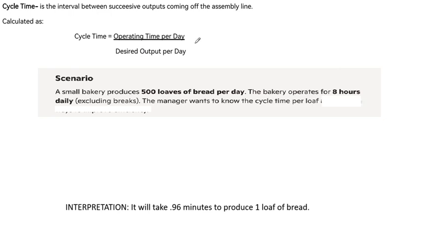So, we have your operating time per day. That should be 8 hours. Following the formula, divided by desired output per day, and that will be 500 loaves. Okay. Please do not forget to put what these numbers are for.